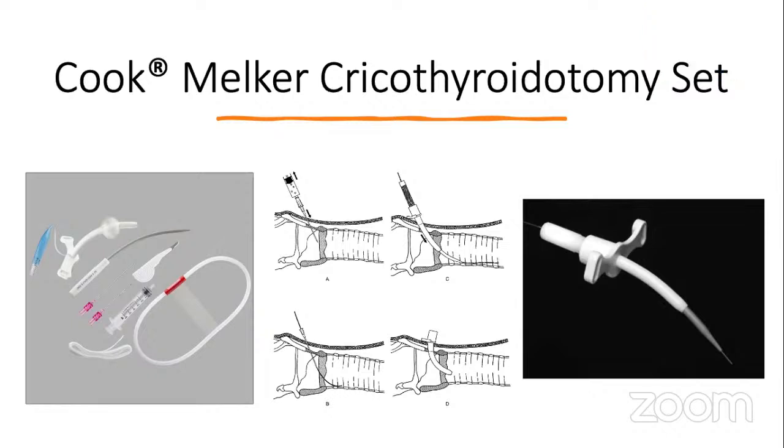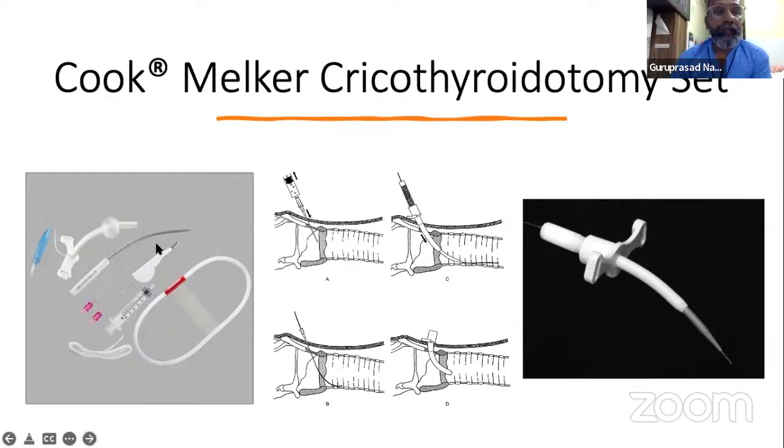This is a Cook patented Melkar cricothyrotomy set, where you basically use a Seldinger technique to secure the airway. You are provided with a guide wire, a syringe, a knife, a needle with cannula, then the cricothyrotomy tube with the trocar, which will be used as a dilator too. If you can see the shape of it, it is like a sequential dilator type of thing.